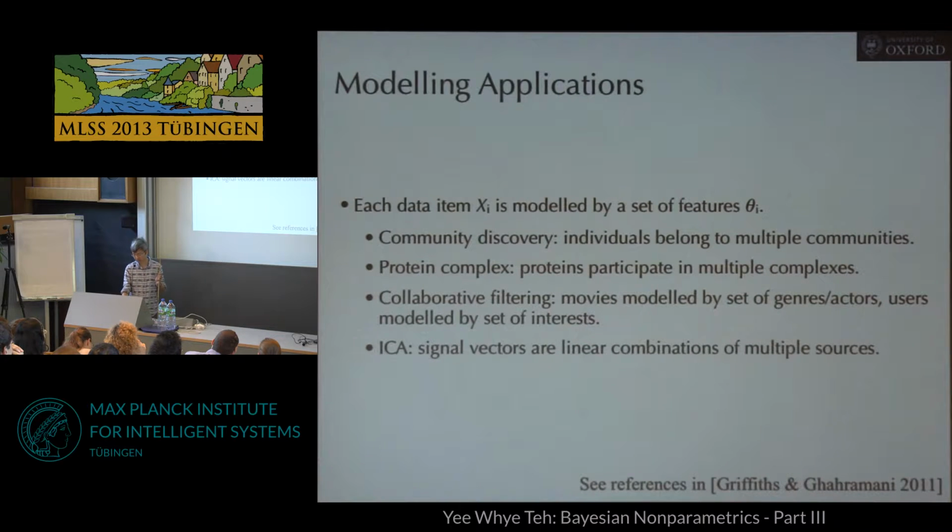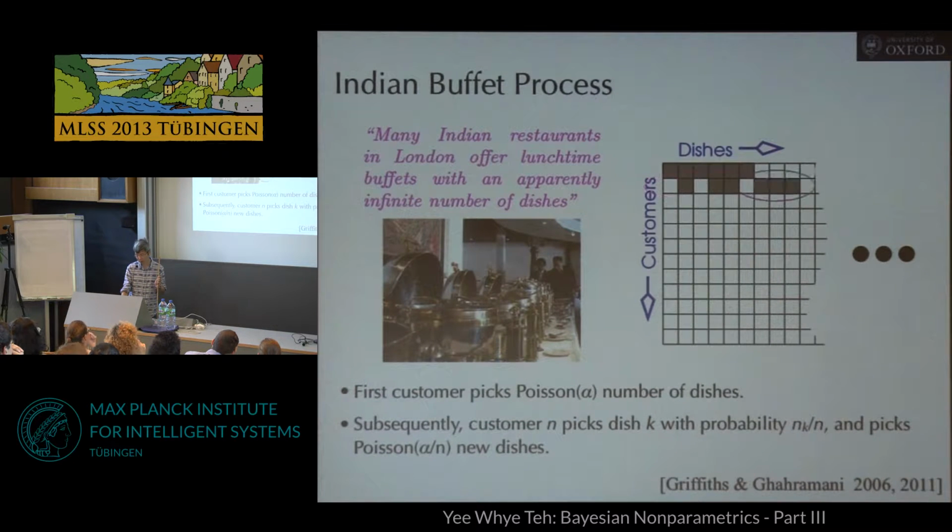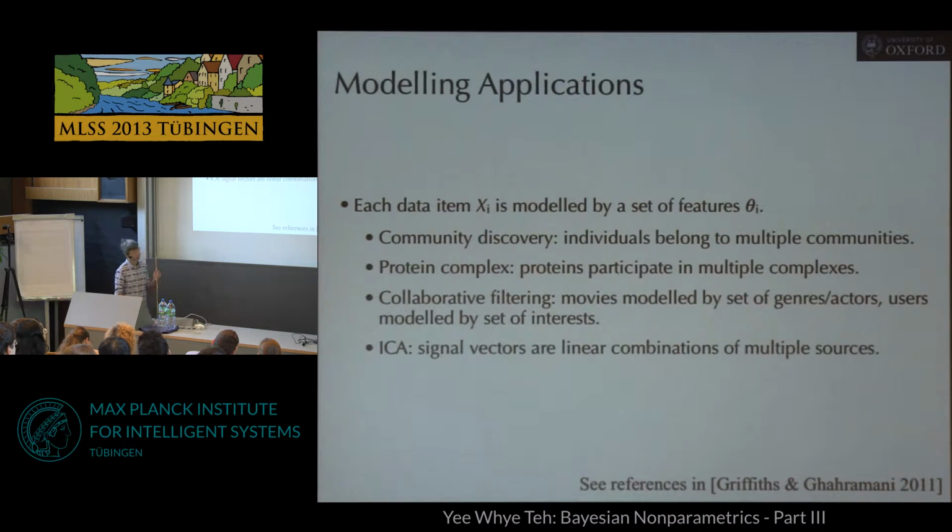And so after this process, what you're going to get is that for every customer, which is for every data item, you're going to have a finite number of dishes or features. And you can basically use this binary matrix to model data in some way. So I'll give you some examples. Every data item x_i is going to be modeled by a finite set of features, theta_i.